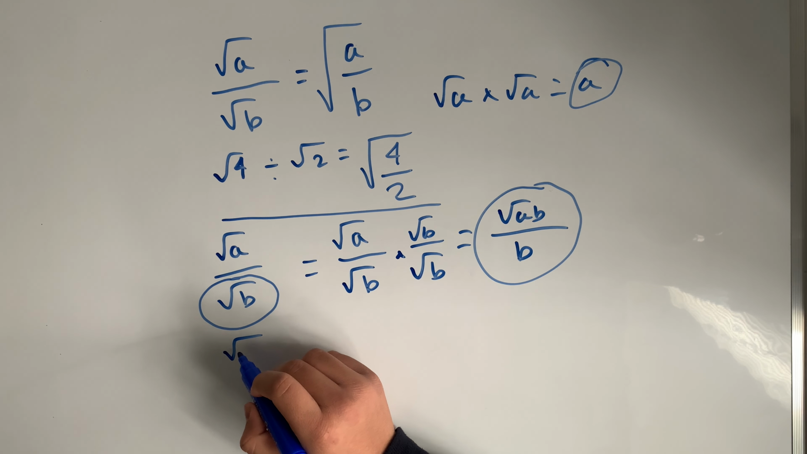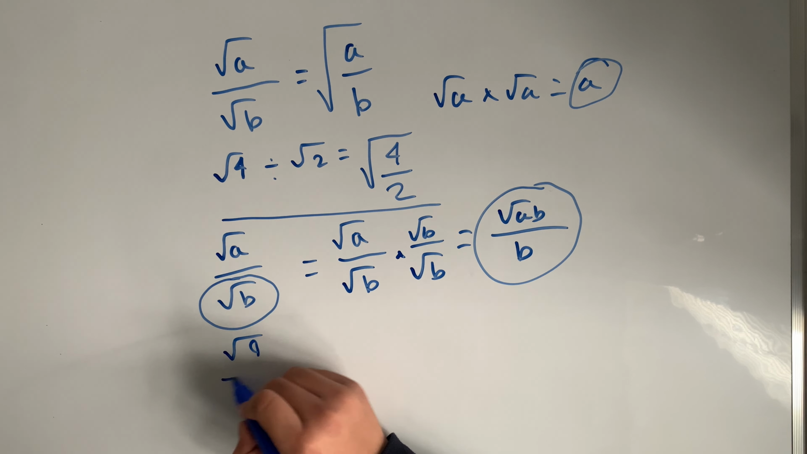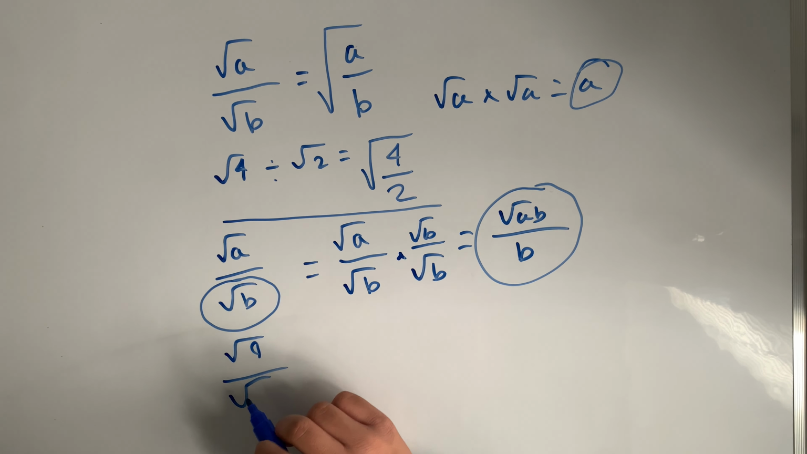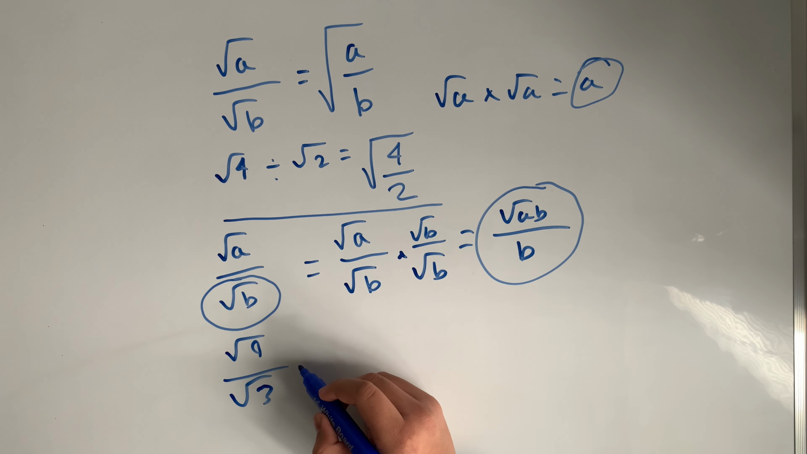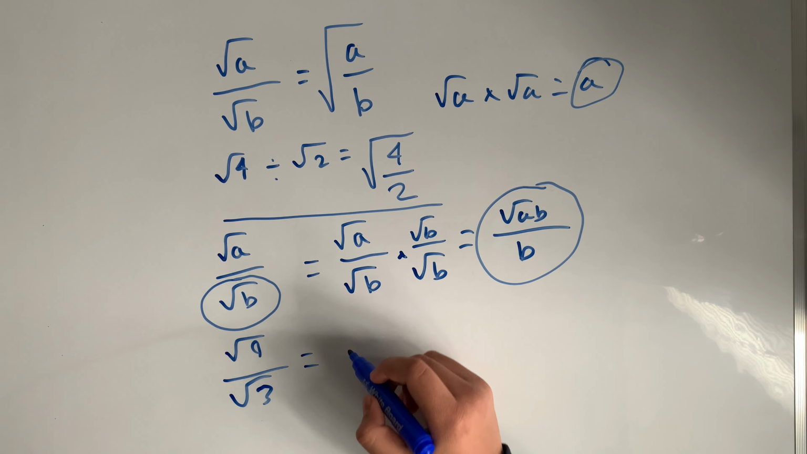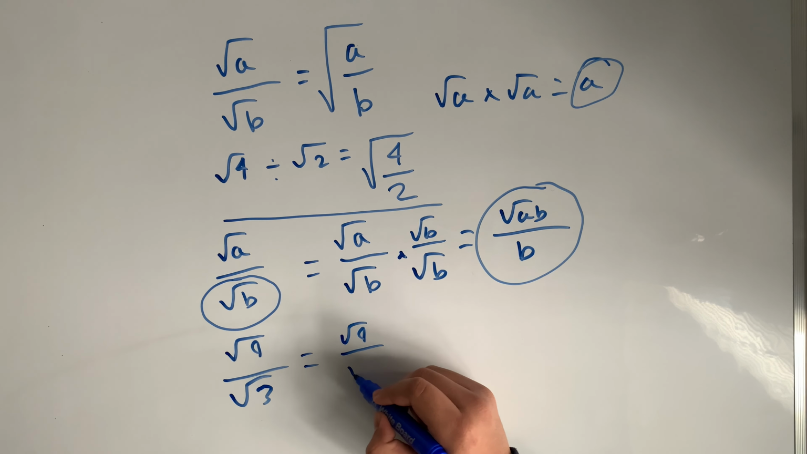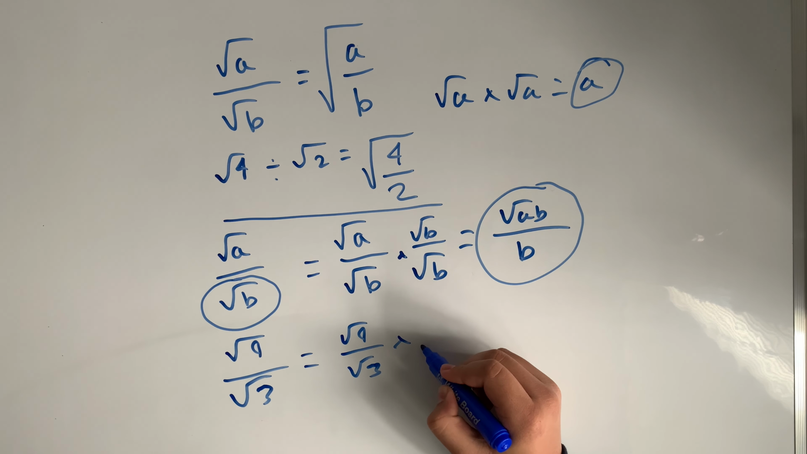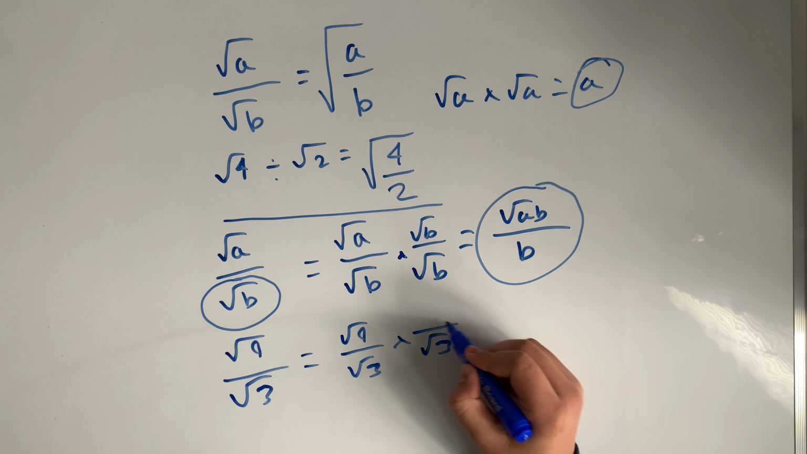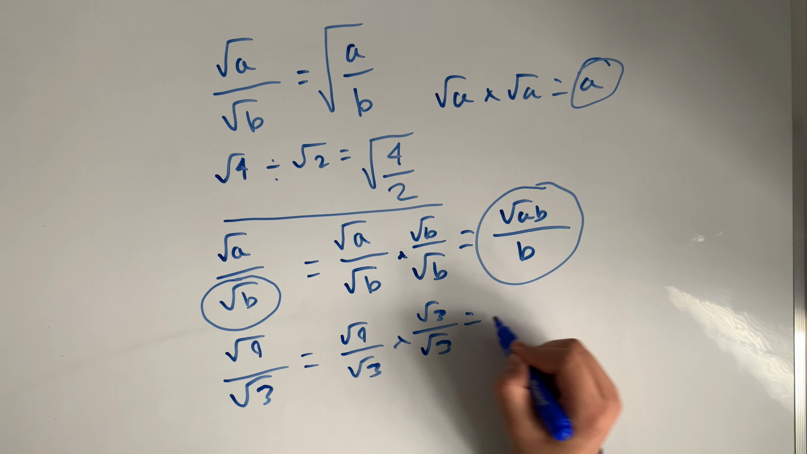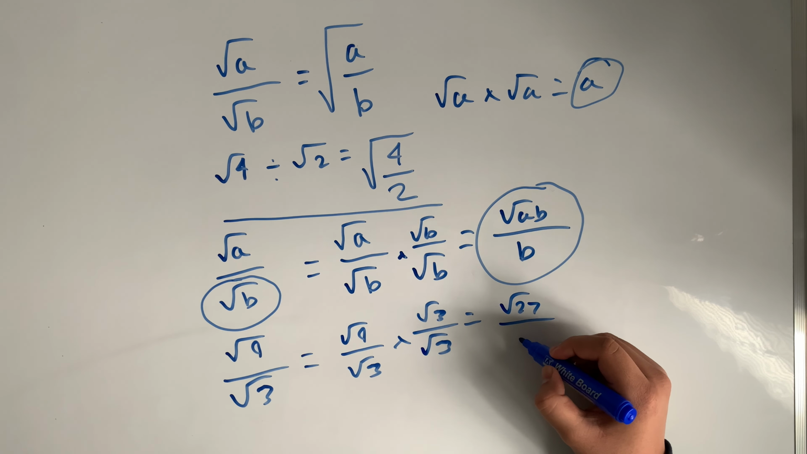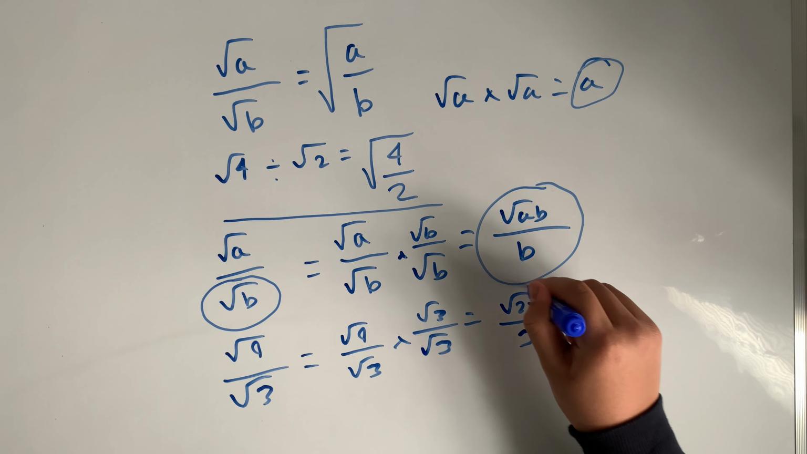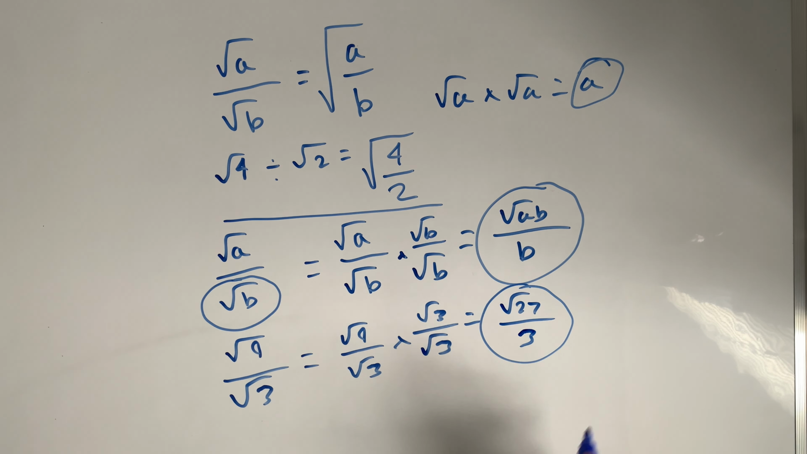An example for this would be square root 9 divided by square root 3. And then we just want to rationalize this, so square root 9 over square root 3 times root 3 over root 3, simply forming root 27 over 3. So this is the final answer from that.